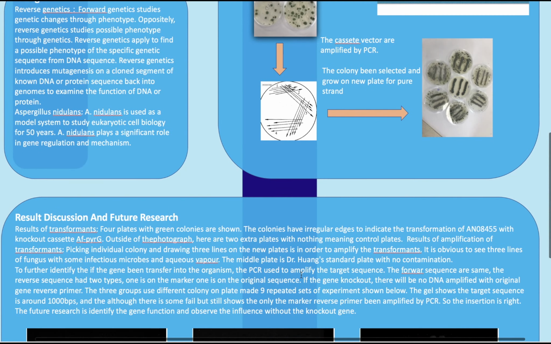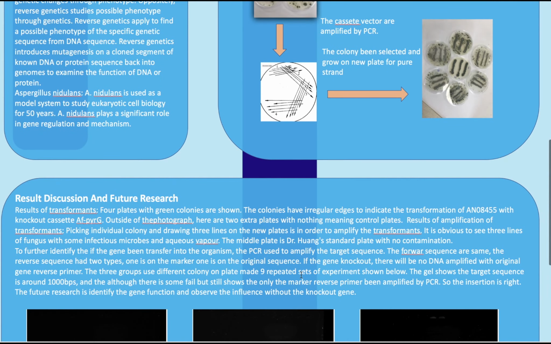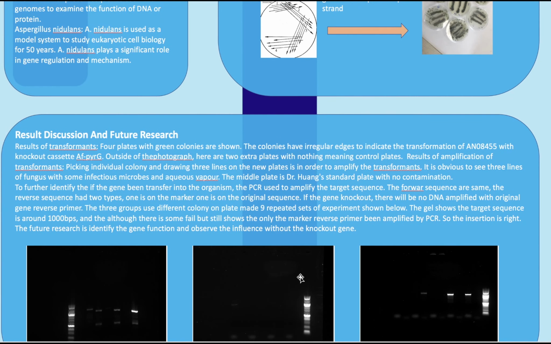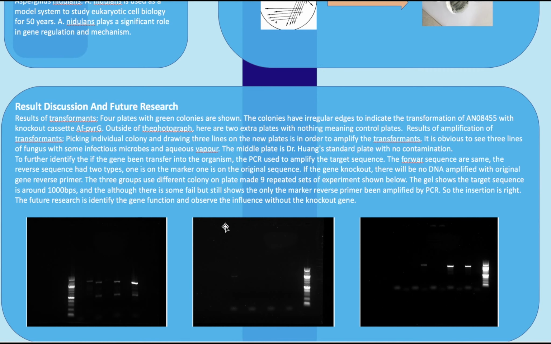If the gene has been knocked out, the reverse primer will not bind to the gene, as it does not have any target to bind. If the gene has been knocked out, there will be no DNA amplified with the original gene reverse primer. If the gene was not knocked out, there will be some positive result on the original gene reverse primer.